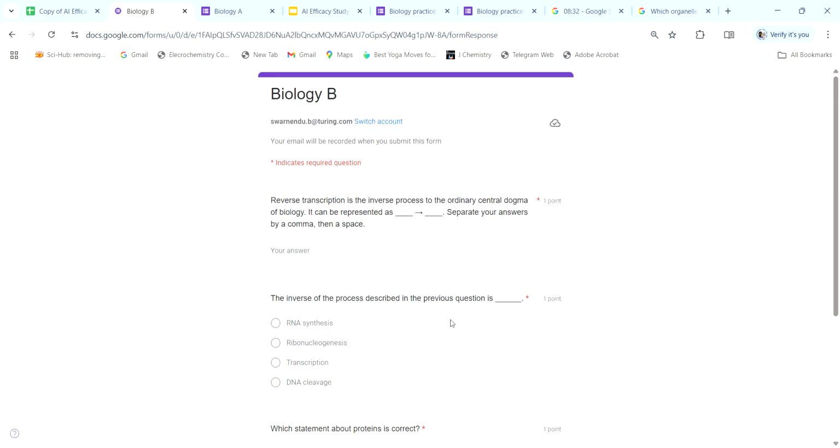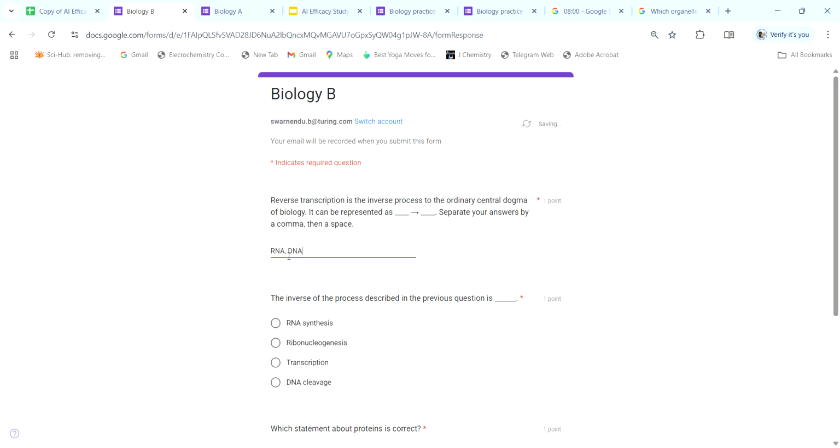Reverse transcription is the inverse process to the ordinary central dogma of biology. It can be represented as dash to dash. Separate your answer by comma then space. Inverse process of the central dogma, which is DNA to RNA then protein, should be RNA comma to DNA.